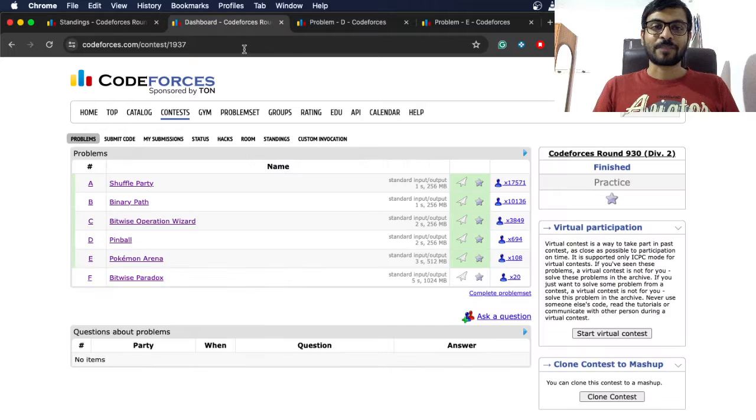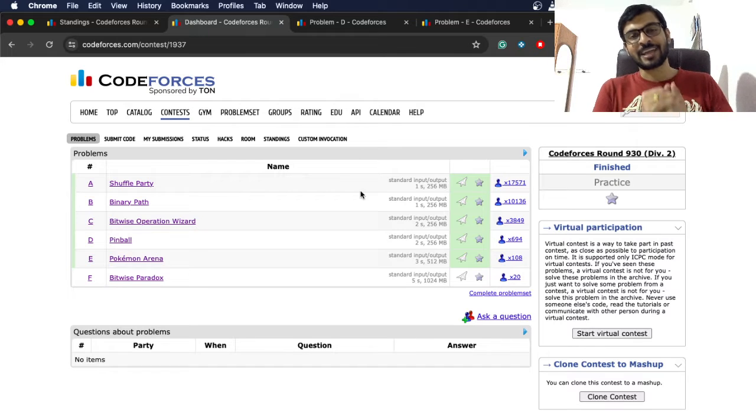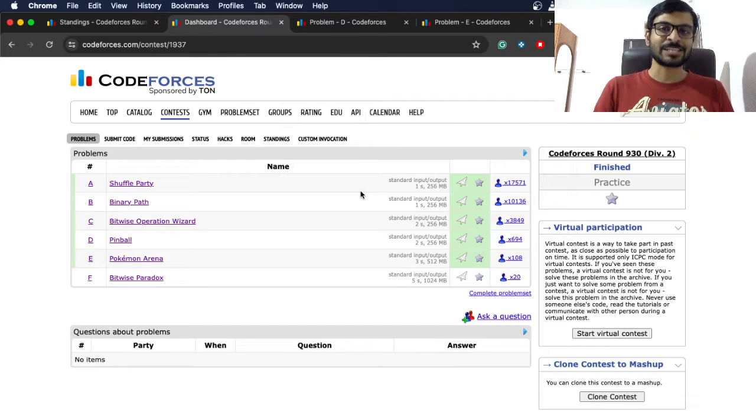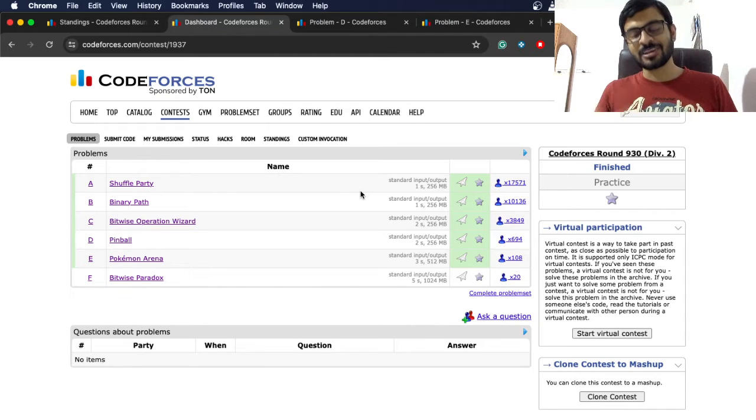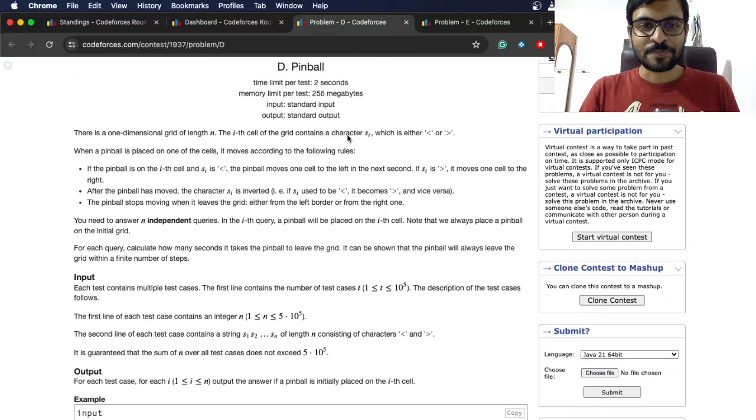But apart from optimization techniques, another good thing in D and E is that there has also been a use of classical algorithms over here. So here you will find a blend of some classical algorithms or classical techniques and some real good observations. So let's get started with problem D.